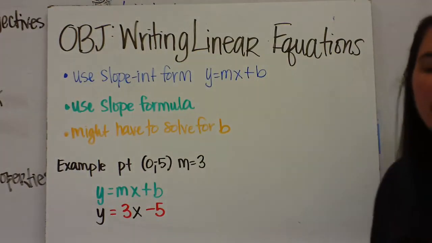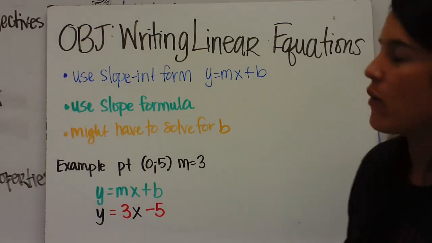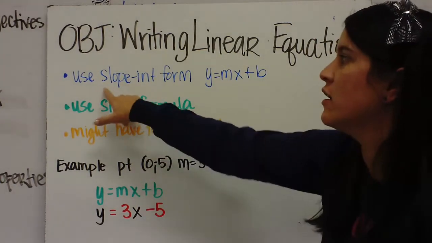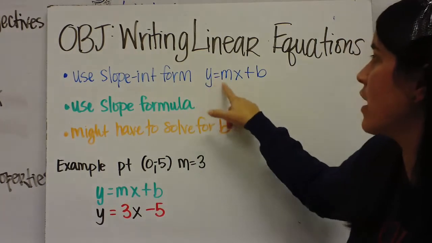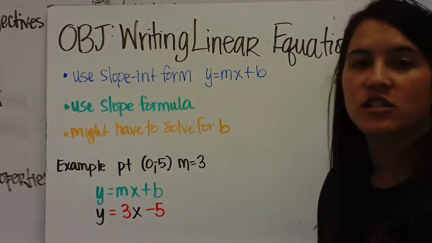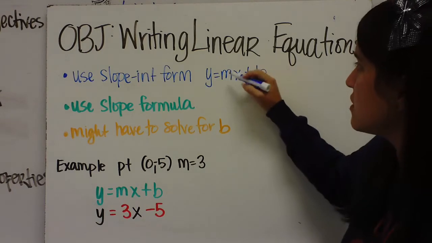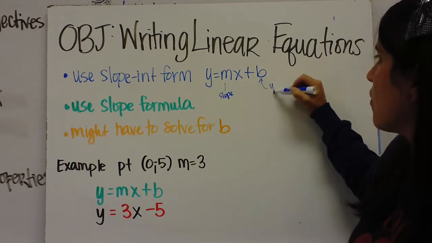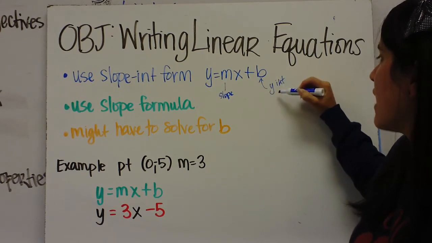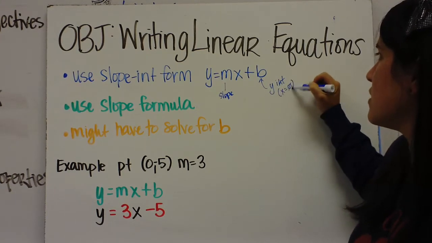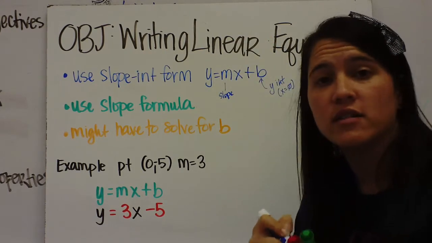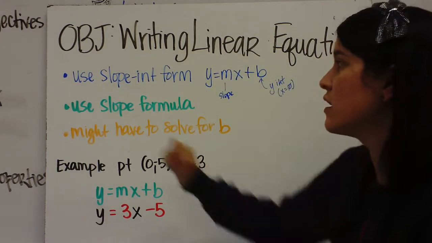Today's objective is writing linear equations. We've been working with linear equations, and today we're going to use slope-intercept form, y equals mx plus b. Just a quick reminder, the m is the slope, the b is the y-intercept. That's when x is equal to 0. And then x and y are coordinates, a point on a line, like the x and y values.